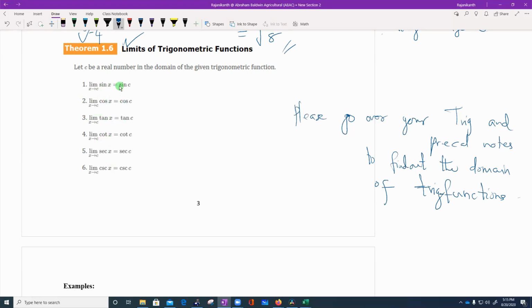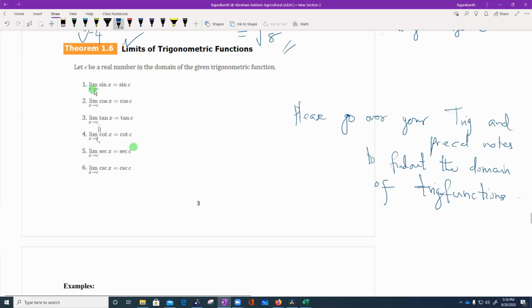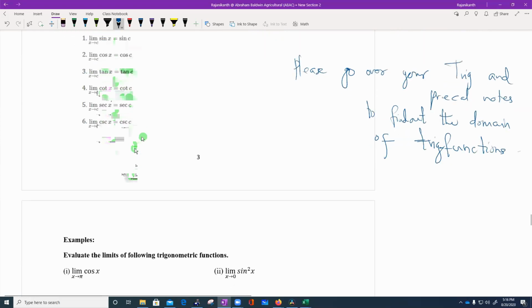Again, the result is the same as earlier: simply plug in the x value into the function. So the limit of sine x as x goes to c is sine c, right? Cosine c, tangent c. Simply replace x by c. Very simple, right? Now you should know the unit circle and the trig values of the six functions you learned: sine, cosine, tangent, secant, cosecant, and cotangent.